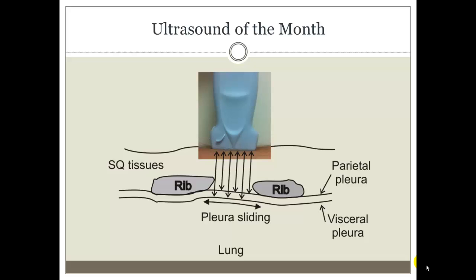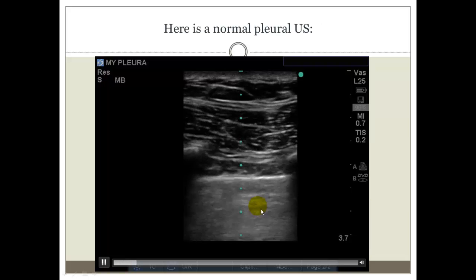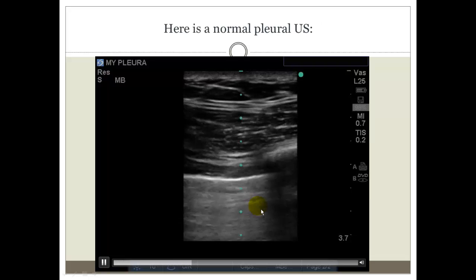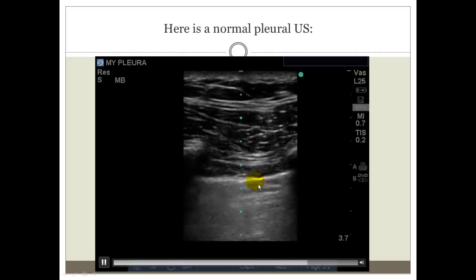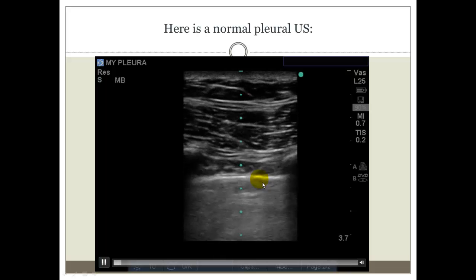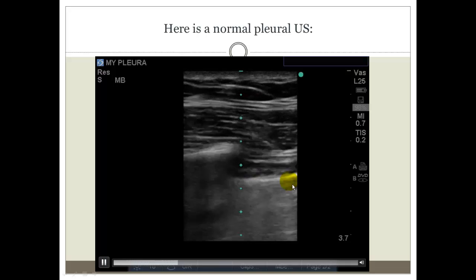Let's talk about theory. Here we've placed a transducer on the chest wall, positioned sagittally so that you will see a rib above and a rib below the pleural space. Here we see the parietal pleura and the visceral pleura covering the lung, which is sliding back and forth as the patient breathes. Here's a picture of myself, ribs above and below, and in the middle we see pleura sliding. This echogenic line is the visceral pleura sliding upon the parietal pleura.